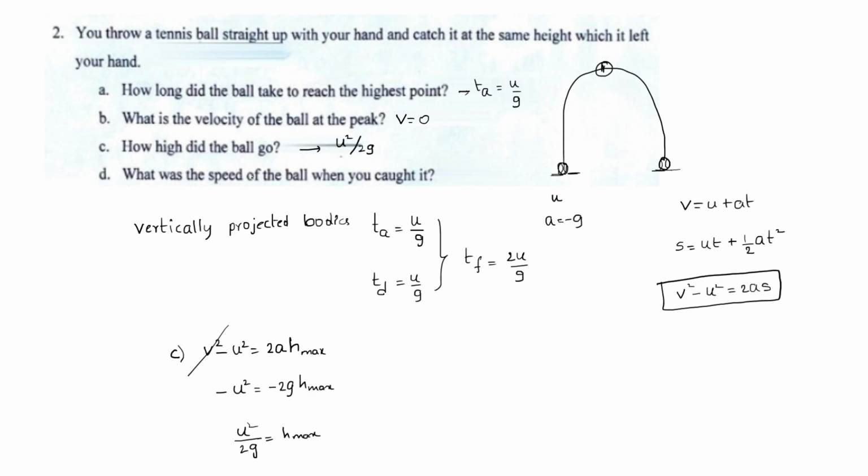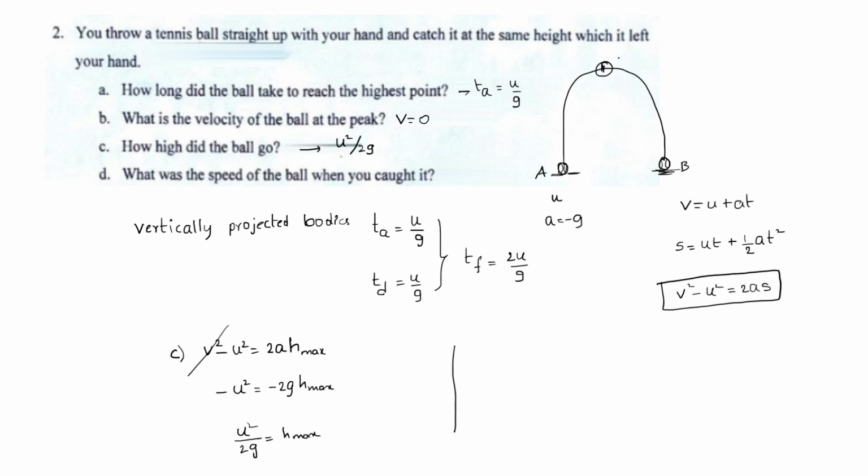That's it. And what was the speed of the ball when you caught it? So they're asking you the velocity at this point. This is the point where it is projected upwards, and this is the point where it is landed. So he is asking you to find the velocity at this point. Remember one thing, whether it is a vertically projected body or an inclined projected body, the velocity at the projection is the same as the velocity at landing. We can prove that, right? So we need to find the velocity at this point B.